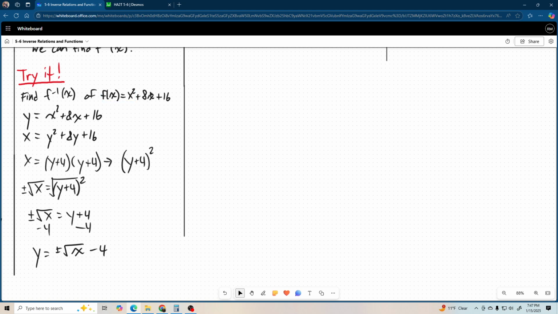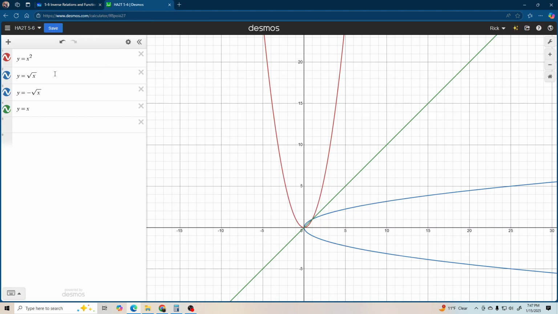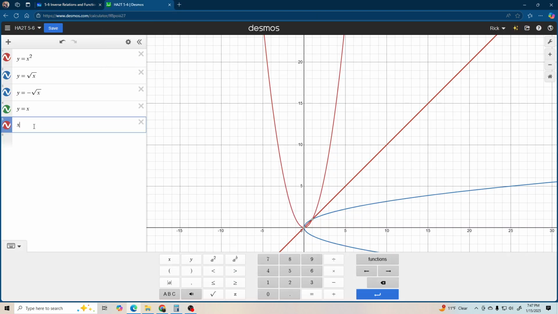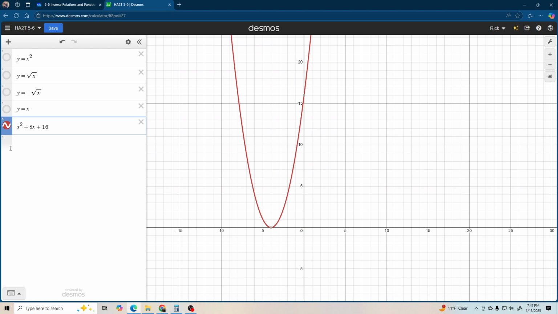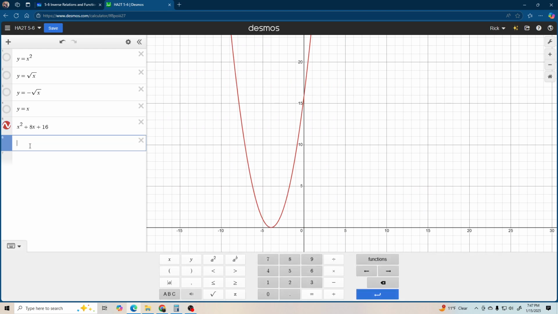We have x squared, right? And now we could restrict the domain any number of ways here as well, right? But ultimately, the easiest way to think through this is just to graph it and go, right? We can do this real quick. There's no reason why not. So let's do x squared plus 8x plus 16. All right, I'm going to get rid of all these other ones real quick. And then the other one would just be the square root of x minus 4.